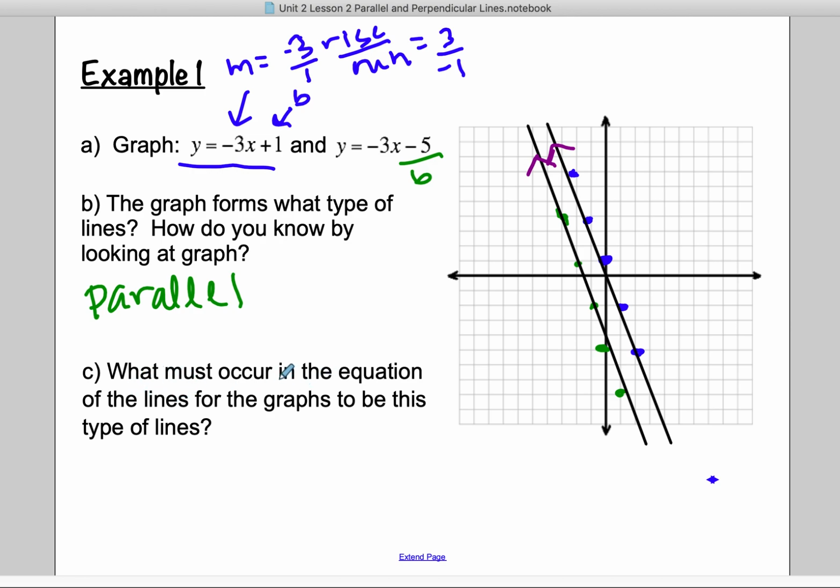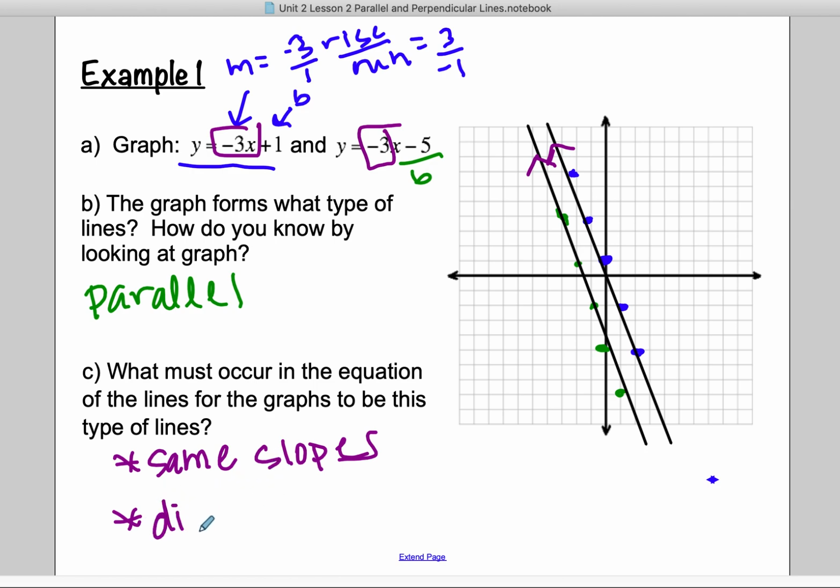What must occur in the equation for the lines to be these types of lines? So if I look at my two equations I'm given, what do they have in common? I would say their slopes are the same. So they have the same slopes. That's got to be true to be parallel. And they have different y-intercepts. Okay, that's what makes parallel lines. If they had the same slopes and the same y-intercept, they'd be the same line.